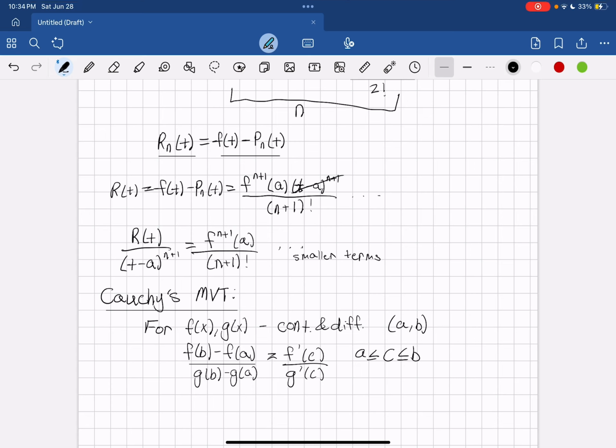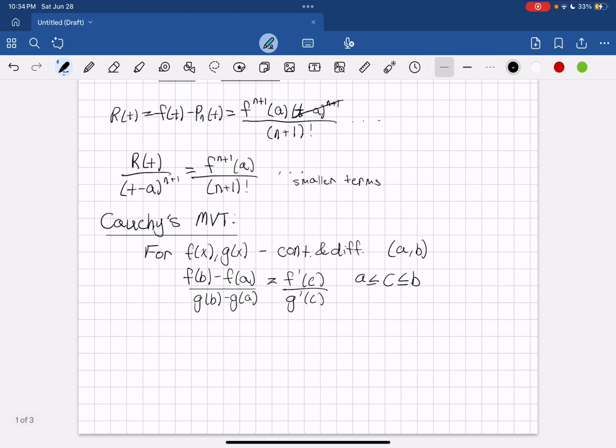Now this looks very similar to the original mean value theorem, and we can actually prove the mean value theorem from Cauchy's because it's a special case by looking at the function g of x equals x. If we apply that to this formula, we get f of b minus f of a over just b minus a, and that's going to equal f prime of c over 1. And this is the regular mean value theorem. So we can see how it's a special case of Cauchy's extended mean value theorem.